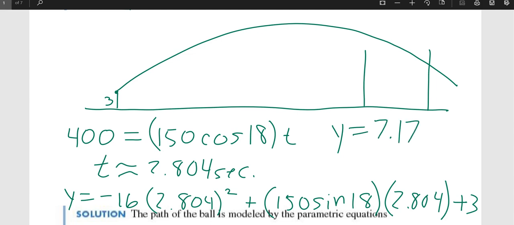7.17 feet. Did it make it over the 20-foot wall? No. At 400 feet away from home plate, it's only 7.17 feet. It's going to hit the wall, folks. Is it hitting the wall at 7.17 feet? It is hitting the wall at 7.17 feet. Not even coming close.